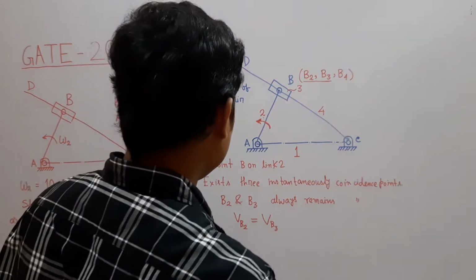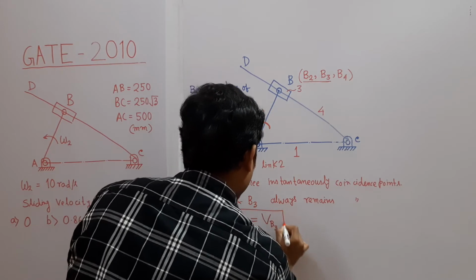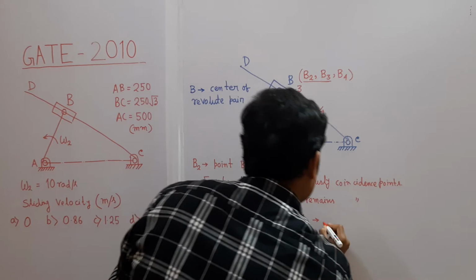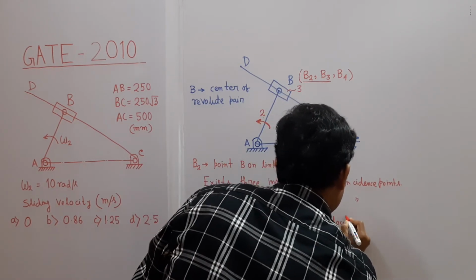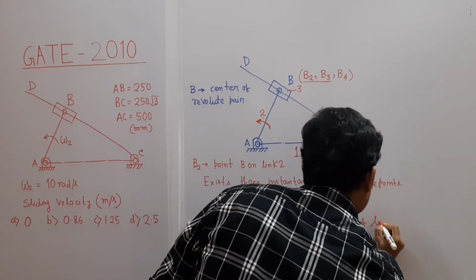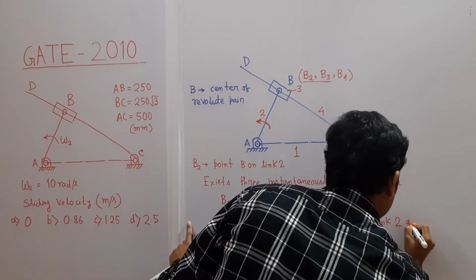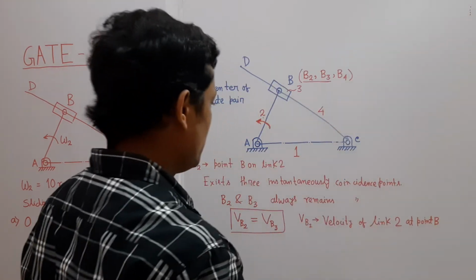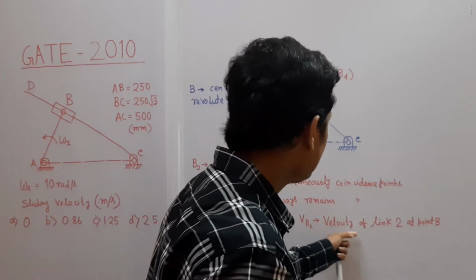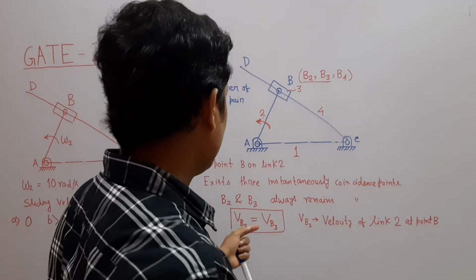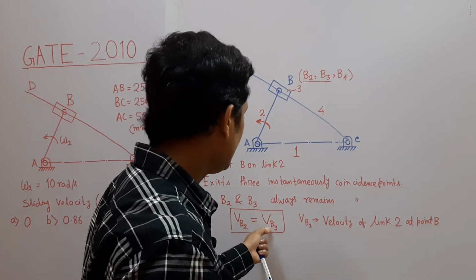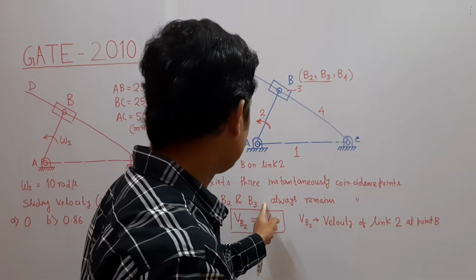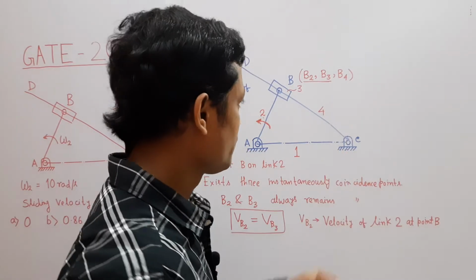So what is VB2? VB2 is velocity of link 2 at point B, and that is equal to velocity of link 3 at point B, because B2 and B3 always remain coincident.